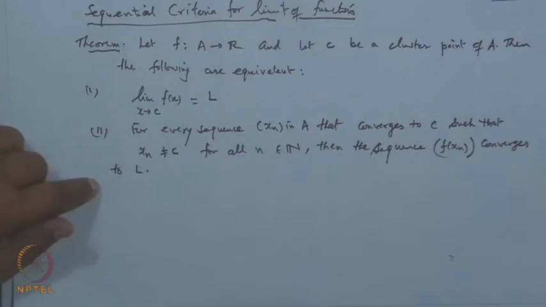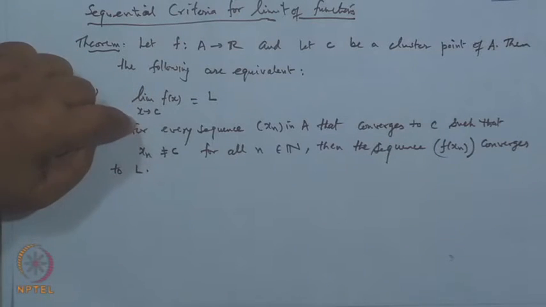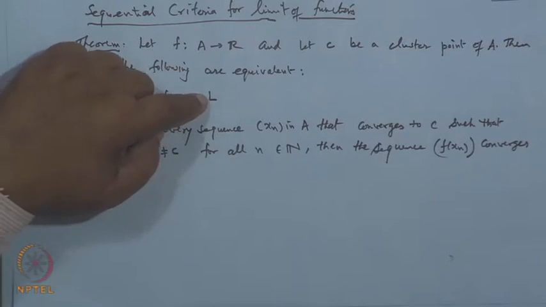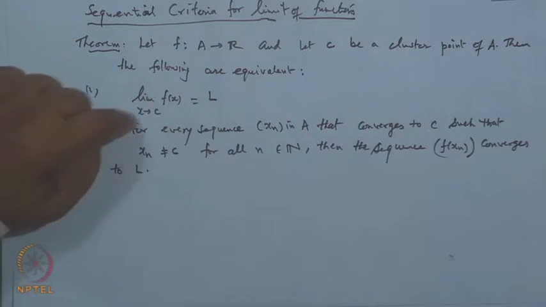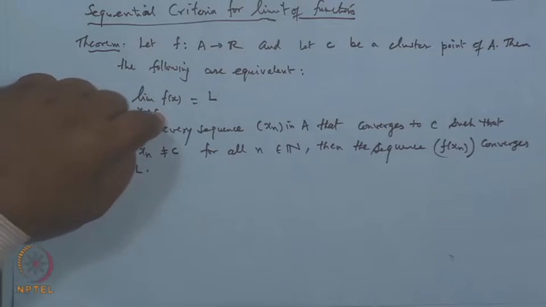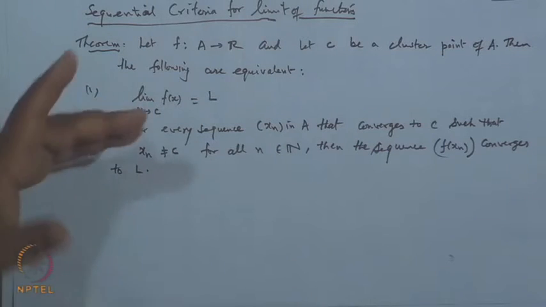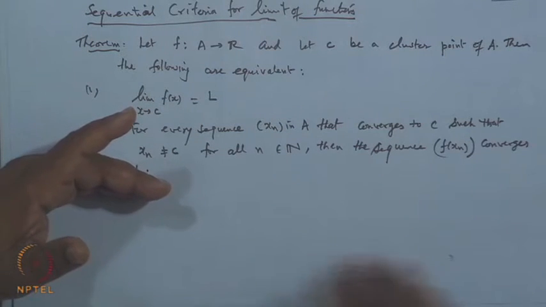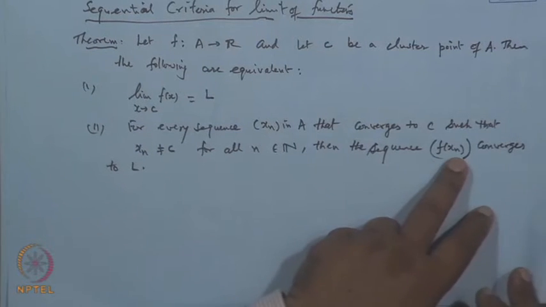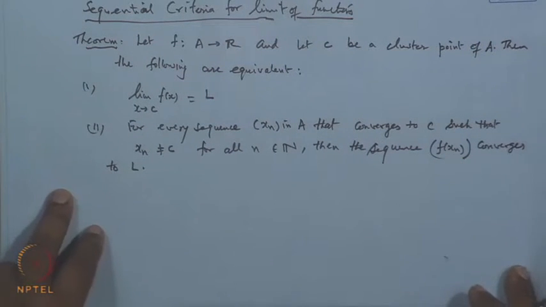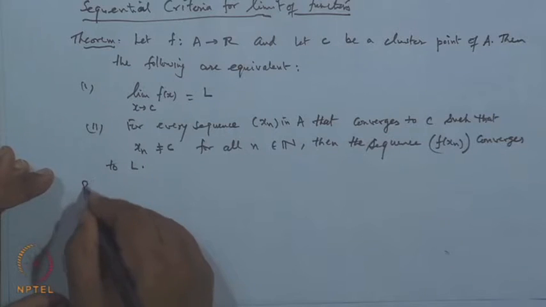So, both are equivalent. It means the limit of f x when x tends to C is L means for any given epsilon greater than 0, f x minus L is less than epsilon whenever mod x minus C is less than delta and x is different from C. This is equivalent to saying there will be a sequence in A which goes to C and then the corresponding image f x n will go to L. That is the proof.